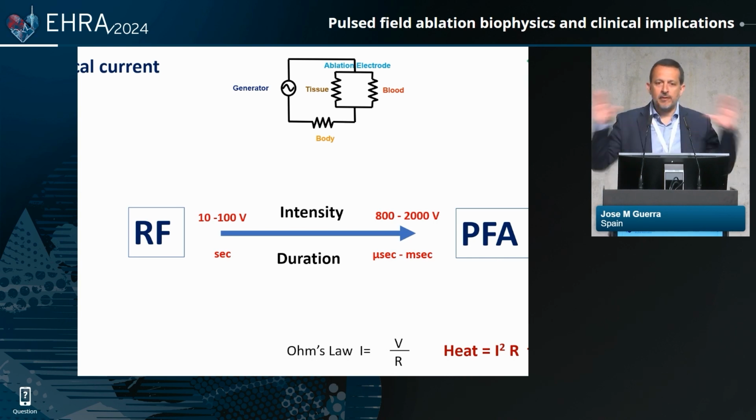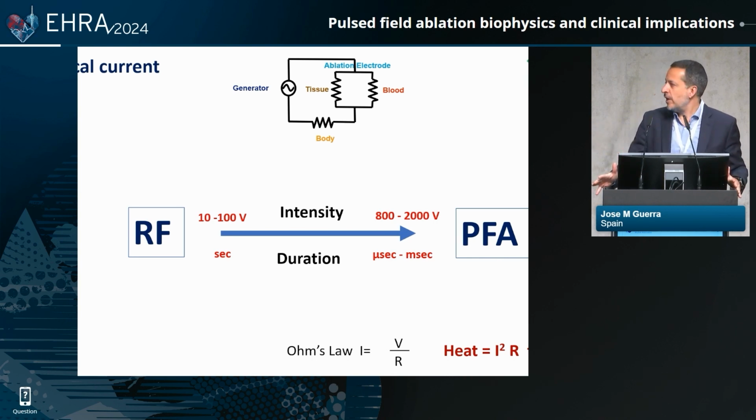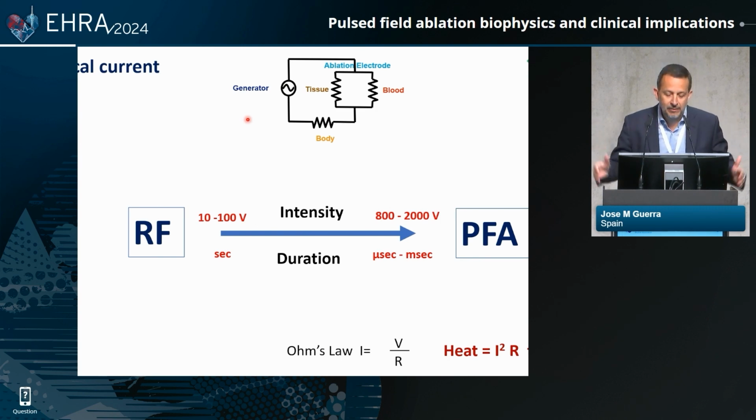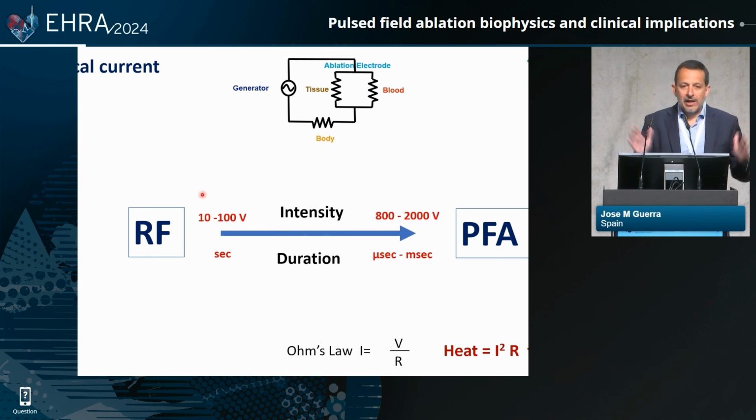We are talking about different things, but at the very end, we are talking about electrical current and electrical circuits, and electrical circuits are all the same. With a generator, we have blood, we have an ablation electrode or multi-electrode ablation catheter, but we are talking basically about the same thing. With radio frequency, we work in the 100 volts range, more or less, but when we talk about PFA, we are between 800 and 2000 volts. We have here the first difference.